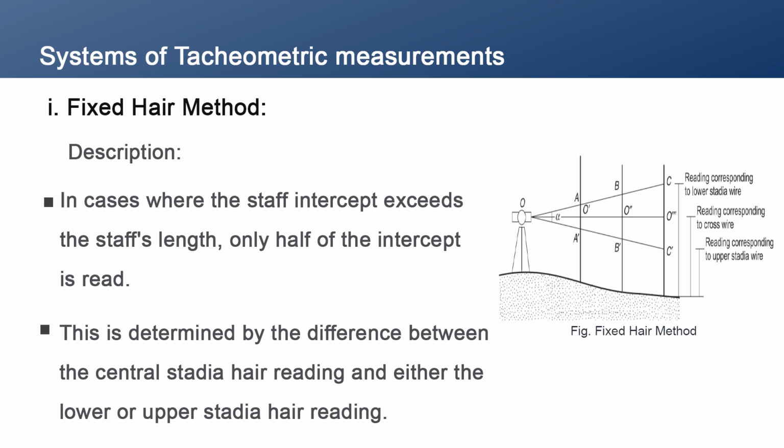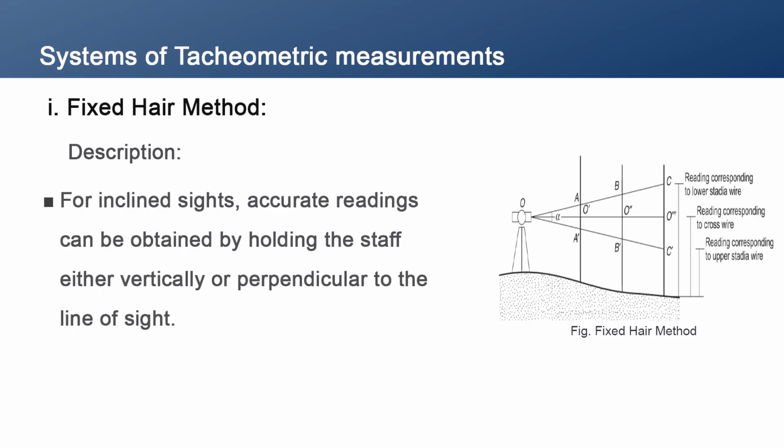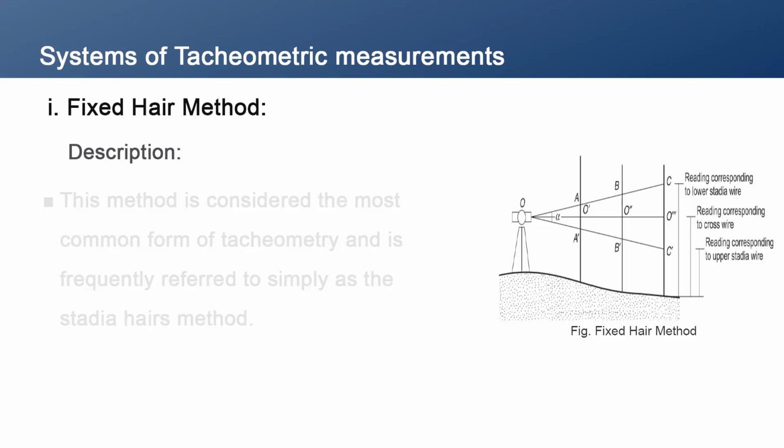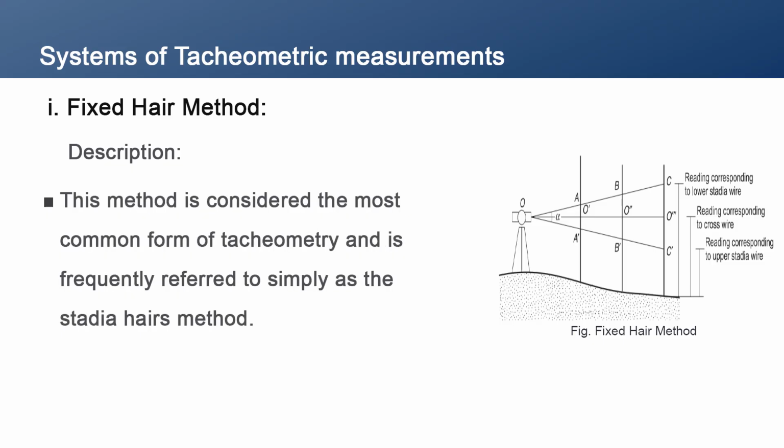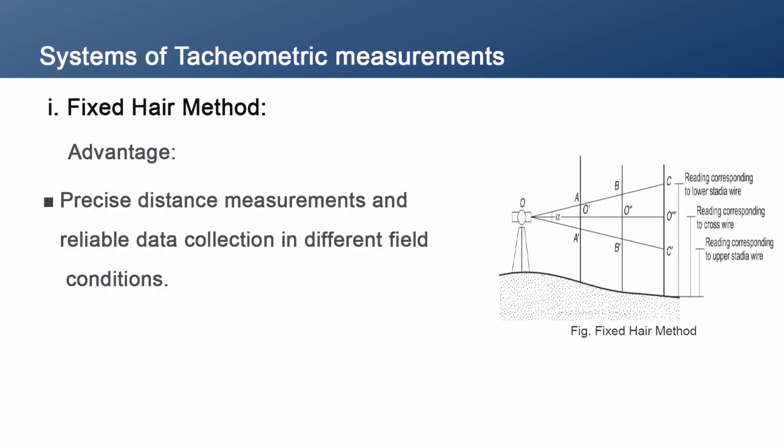This fixed hair method can be used effectively even when horizontal sights are not possible. For inclined sights, accurate readings can be obtained by holding the staff either vertically or perpendicular to the line of sight. This method is considered the most common form of tacheometry and is frequently referred to as the stadia hair method. And its adaptability and accuracy make it a preferred choice for various surveying scenarios.